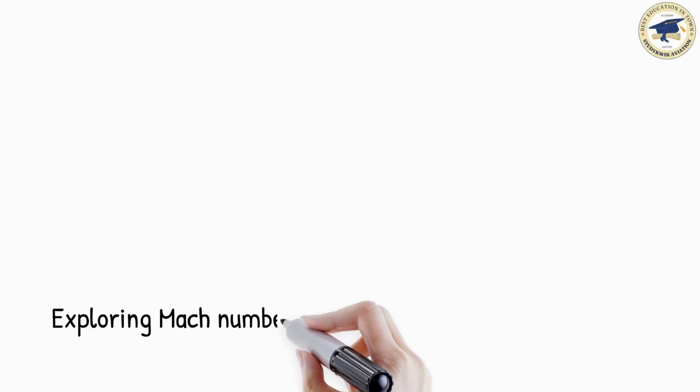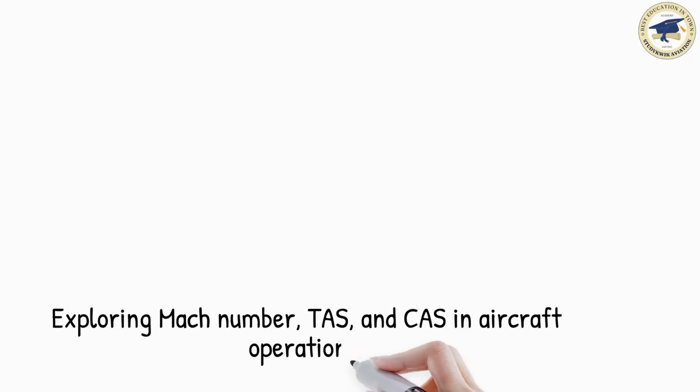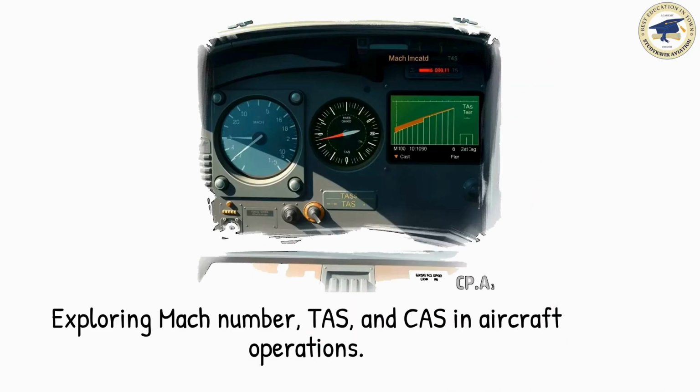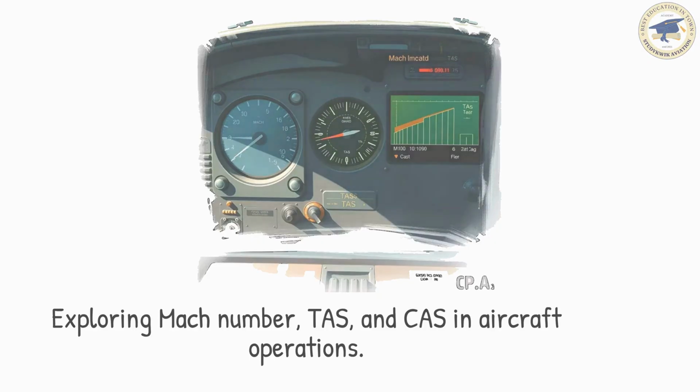Welcome to StudyKwik. Today, we'll explore the relationship between Mach number, TAS, and CAS. We'll also see how this affects aircraft operation and examine the Mach airspeed indicator. Finally, we'll cover the errors affecting this combined instrument.